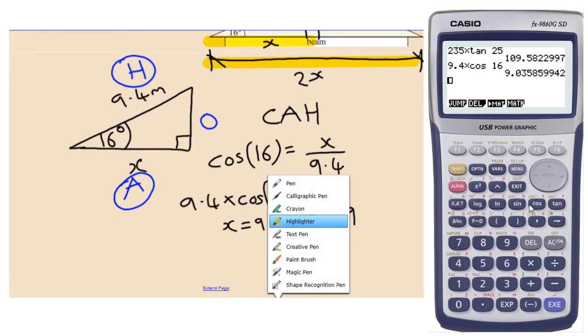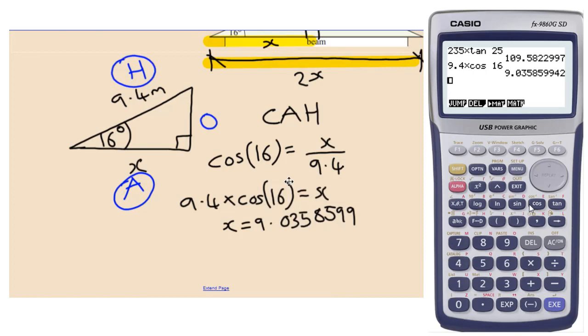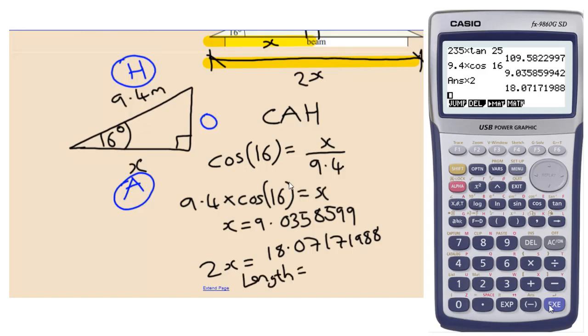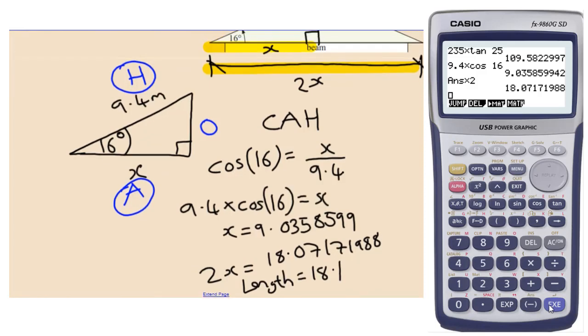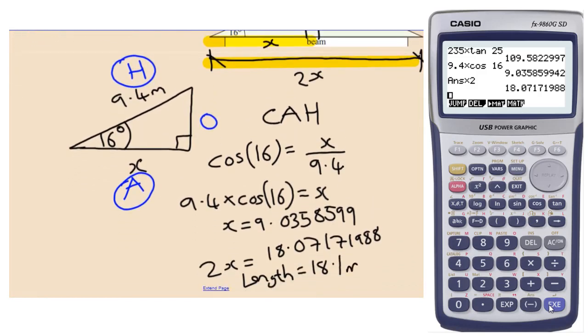So maybe a way this could be avoided, just another exam tip. What we could have done is I could have written at the bottom 2X equals, I could have written that at the start as soon as I got the diagram drawn, and then I would remember I need to double. So I'm going to double this number before I round. So times 2, and that gives me 18.071988. So now I can round to 3 significant figures. So length equals 18.1, and the units are meters. It's a roof beam. That's to 3 sig figs.